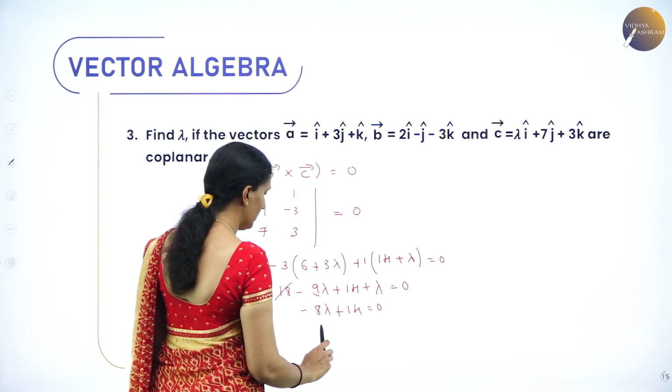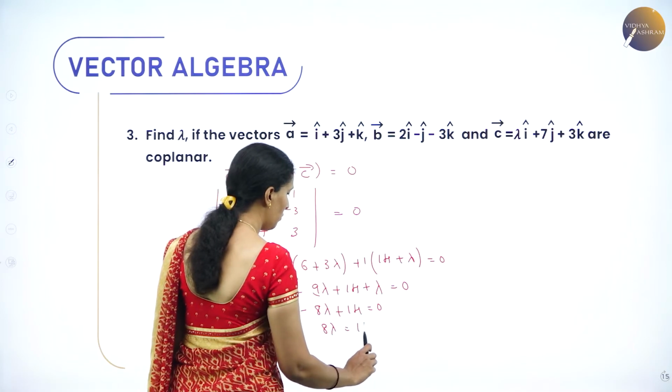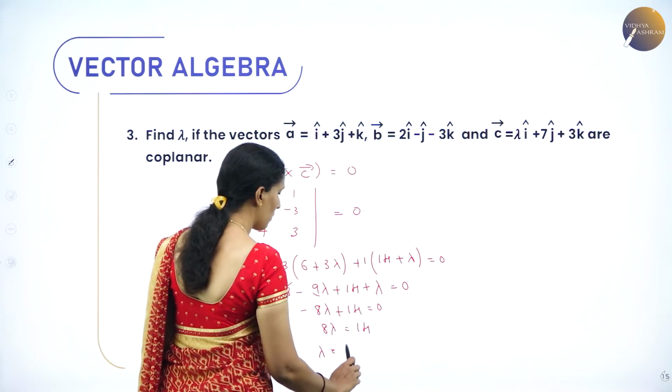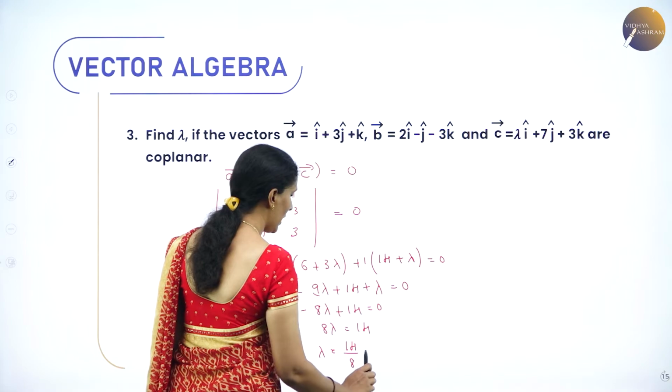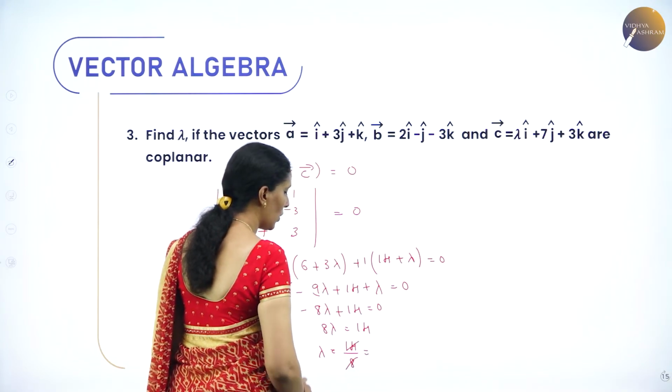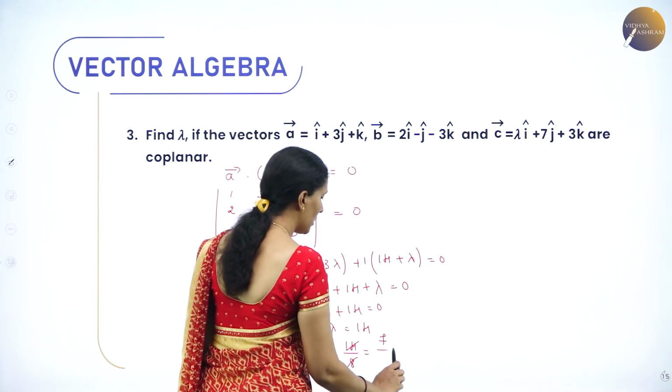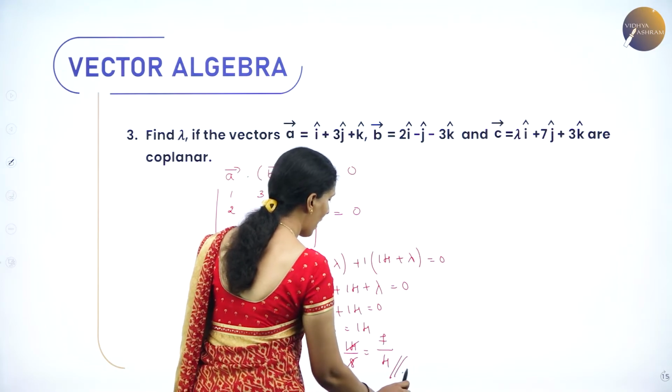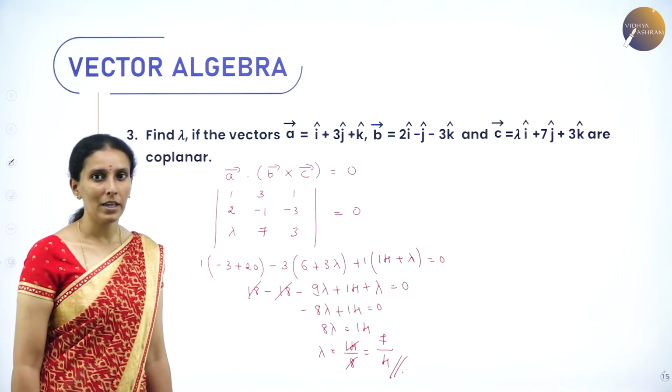Or I can write 8 lambda is equal to 14. Lambda is equal to 14 divided by 8. Or I can write, cancelling with 2, 2 7s are 14, 2 4s are 8. So therefore the value of lambda is 7 by 4.